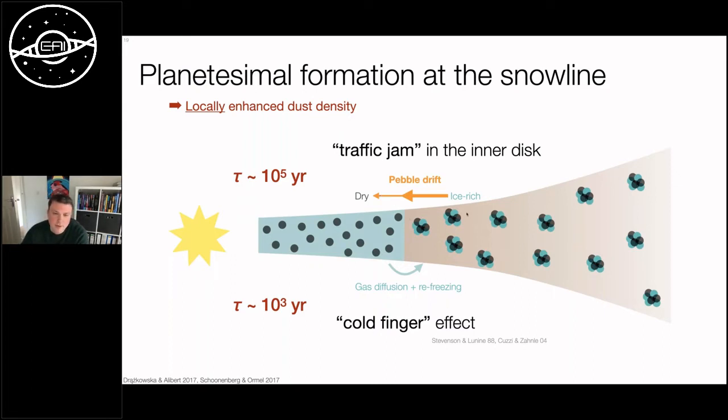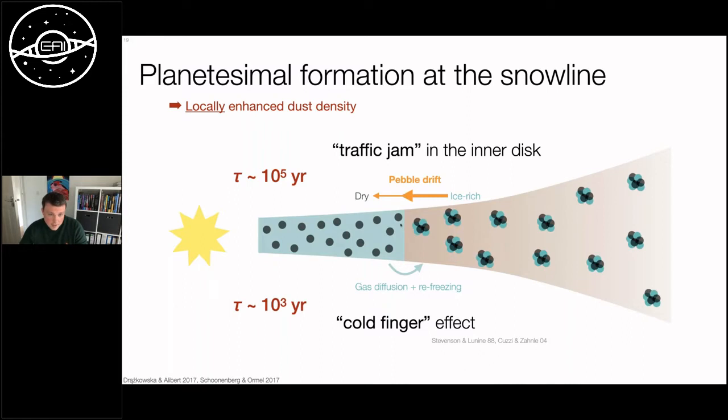How does the traffic jam effect work? Generally, outside of the snow line, water is in the ice phase, and inside it's in the vapor phase. Now, these dust grains can grow to larger sizes because ice is more sticky than ice-poor grains, and they will start to drift inward because they lose angular momentum from the ambient headwind, and they will drift inside and then evaporate or sublimate. The ice component will sublimate at the location of the snow line.